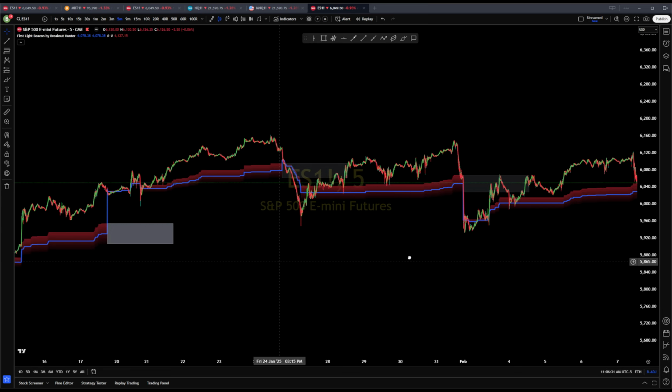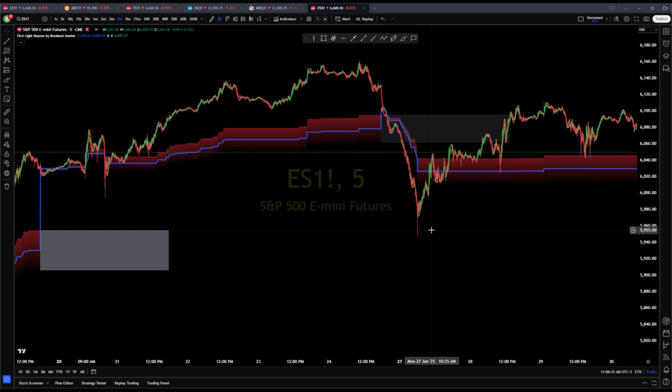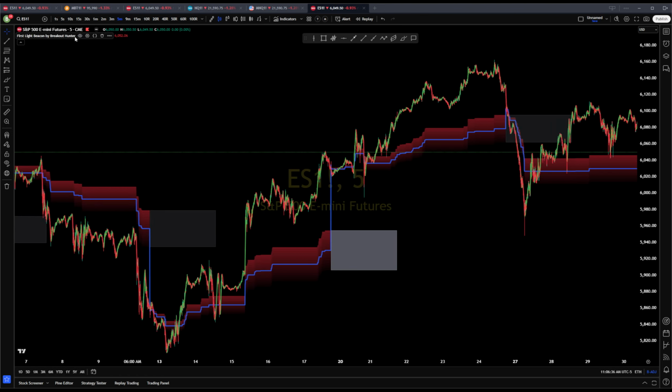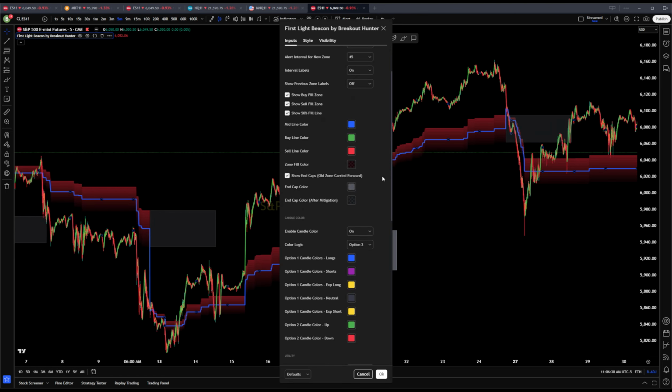And if you notice, where did this wick? Where did this wick at? Right into the end cap right there. What is the end cap? This is your entry method for swing trades. Now, I'm going to show you how important these are.